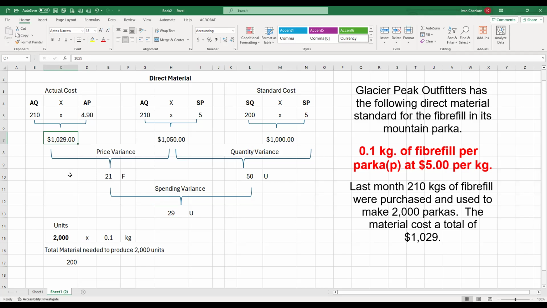So now we understand why we're spending $29 more. Because we're using more materials, 10 kilograms more. However, we're paying 10 cents less per kilogram. For the more materials, we're losing $50. For the savings on the cost, we're saving $21. Overall, we're losing only $29.